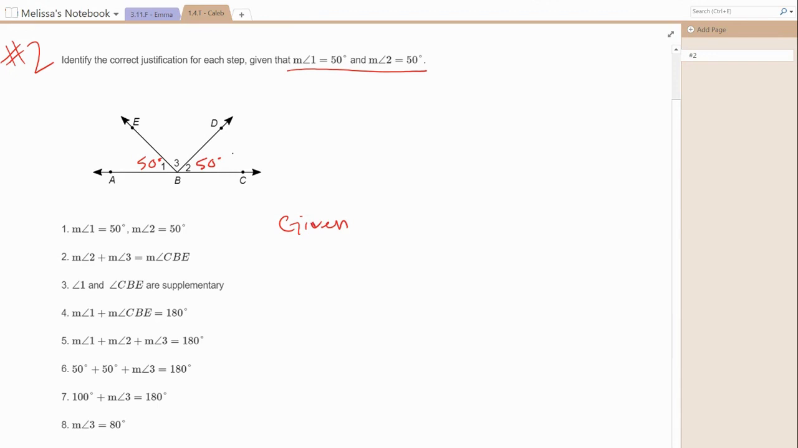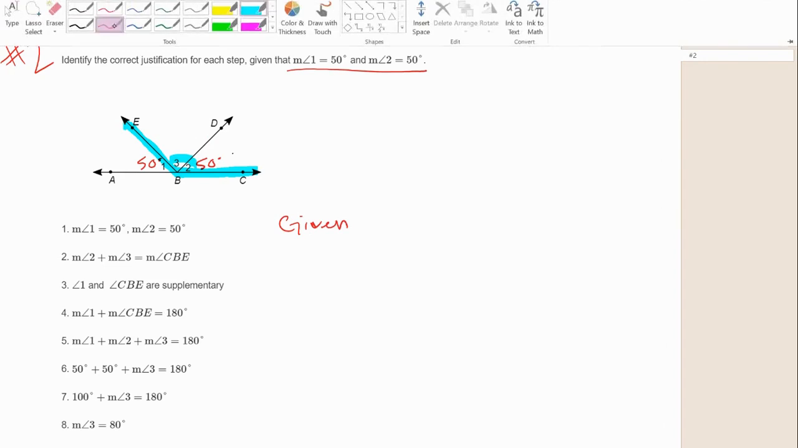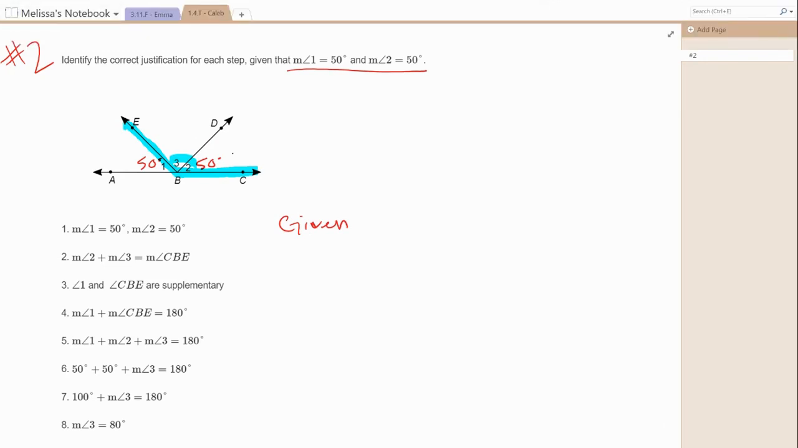And then number 2, measure of angle 2 plus measure of angle 3 is CBE. So if you look at the drawing, here's angle CBE. It goes from C to B to E. And we can see that angle 2 plus angle 3 is equal to that big angle of CBE. So if you were to look at your theorems and postulates, the best one that would suit this would be angle addition postulate, because you're adding 2 angles together to equal a big one.